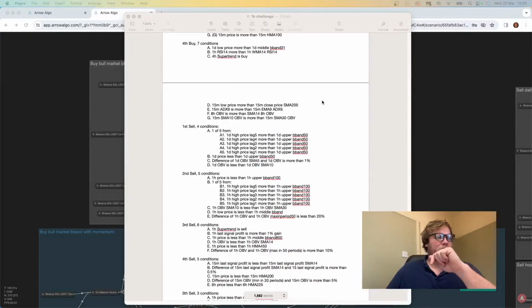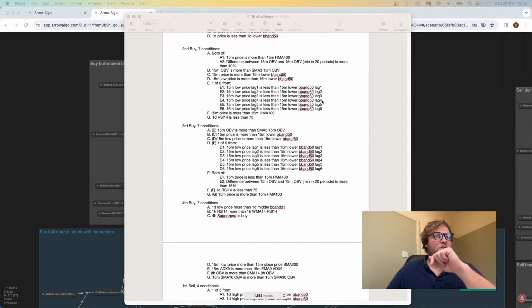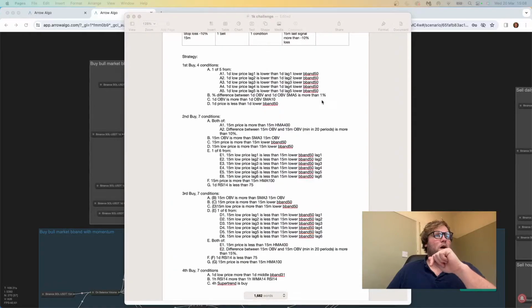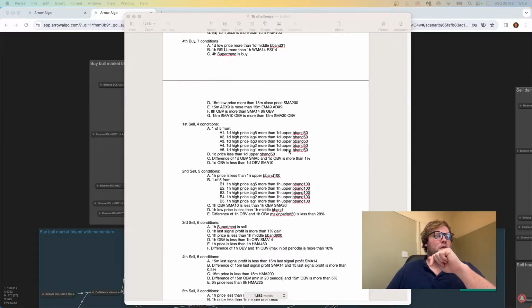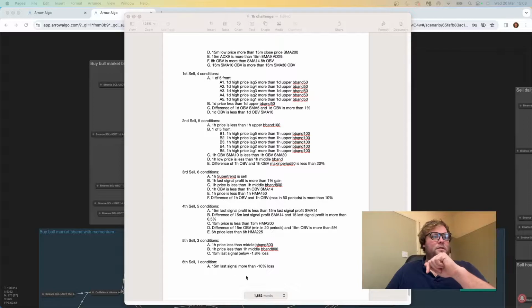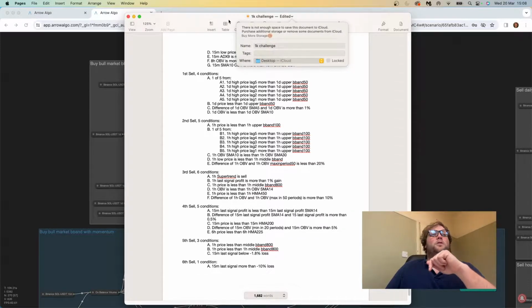So we've got 4 buy conditions and 6 sell conditions. Essentially the first 4 sells are the opposite of the buys, and then we've got a couple of stop losses in there to make sure that we're not catching a falling knife, or losing out when the market's falling.